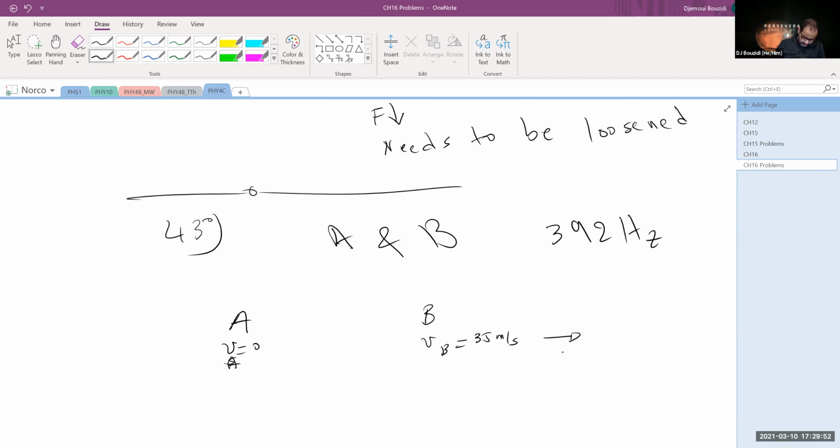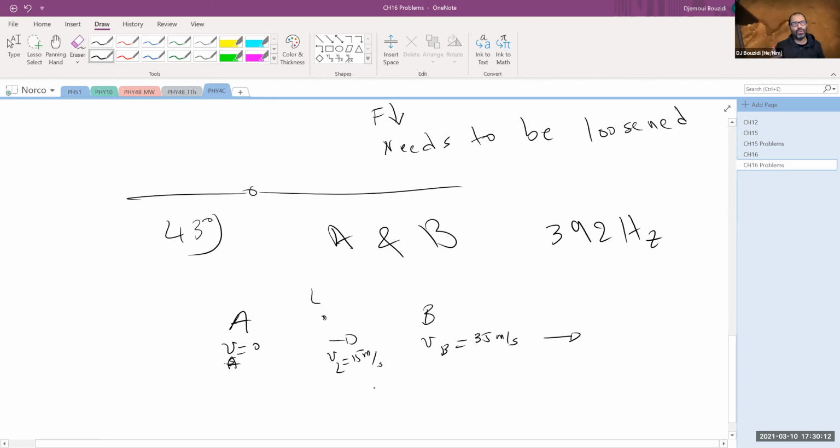A listener is between 2 whistles and is moving toward the right with a speed of 15 meters per second. If you look at the picture, you will see that the listener is here and is moving in this direction with a speed of 15 meters per second, okay? They are both moving away from the train that is stationary in the station. No wind is blowing, so good, we have nothing else to worry about. What is the frequency from A as heard by the listener?